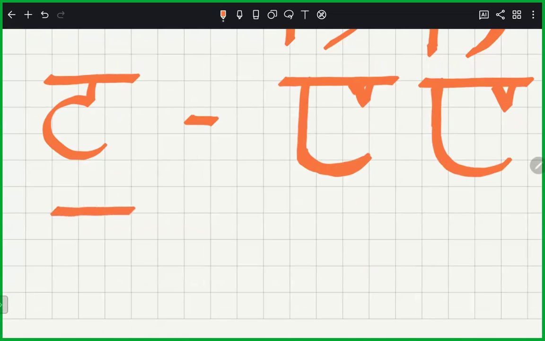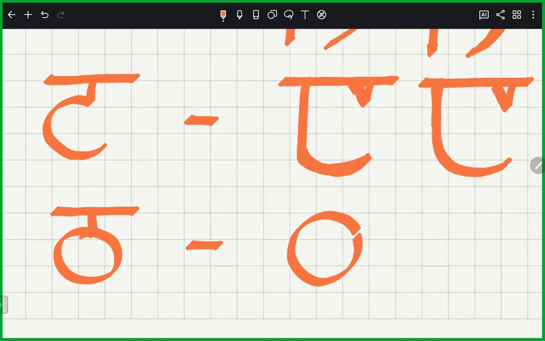Now the next is 'tha'. Okay. So in case of 'tha', again, the letter without the Shirorekha, it's just a round, just a circle. There is no Shirorekha, there is no other vertical or horizontal stroke attaching to it, just a round figure like this. This is 'tha'.